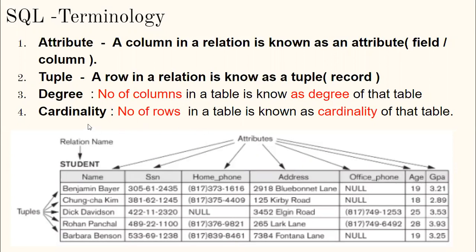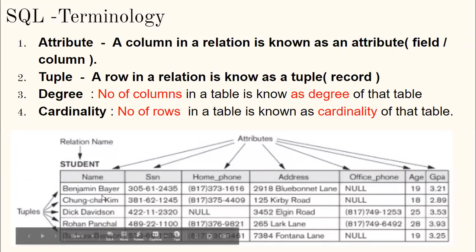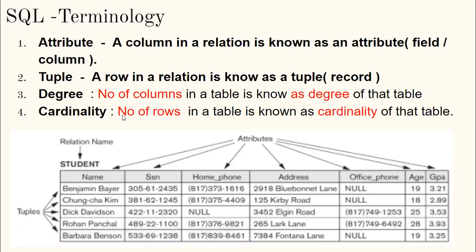Then cardinality. Cardinality means just the opposite: the number of rows in a table is known as the cardinality of the table. So here how many rows do we have? Benjamin is the first row, then Chung is the second row, then Dick Davidson 3, 4, 5 rows we have. So the cardinality of the student table is 5. All this detailing we will see. This is just the basic terminology of SQL. So I am just showing this.